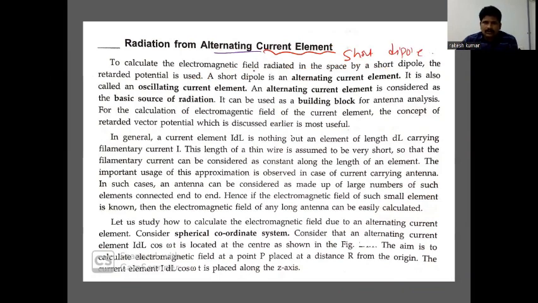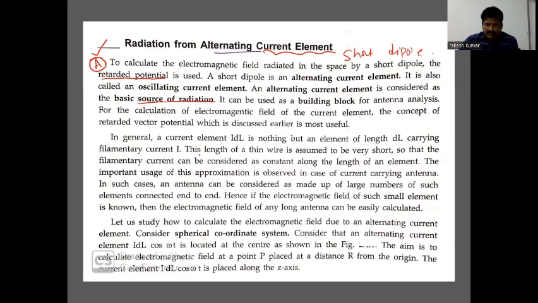The retarded potential is very important. Once you know the vector retarded potential, from that you can calculate the electric field and magnetic field at the point of observation P. An alternating current element is considered the basic source of radiation.